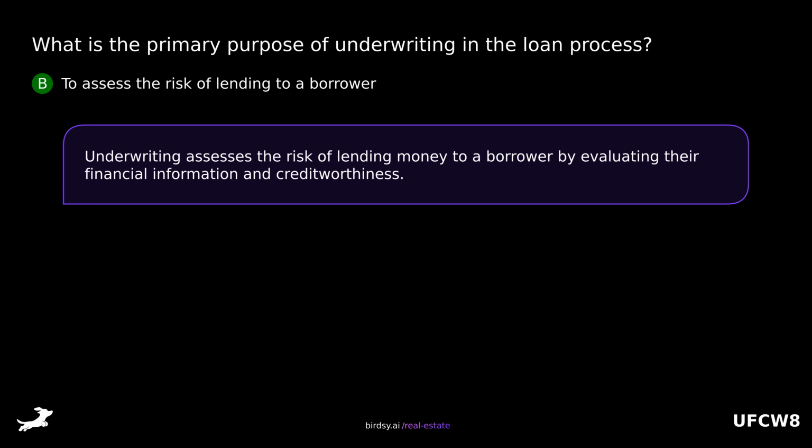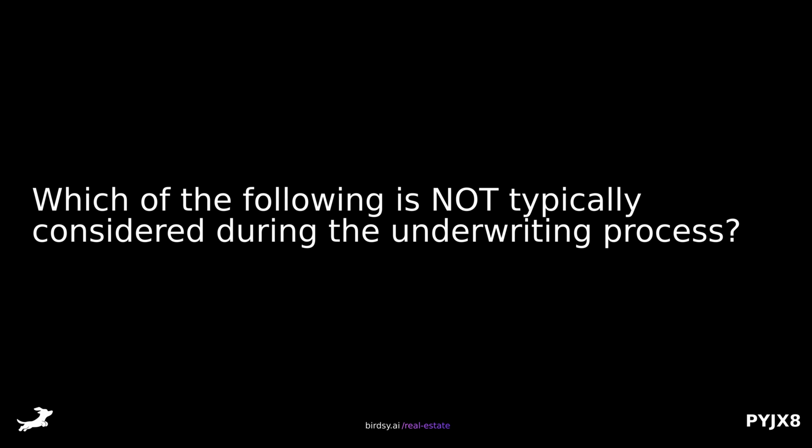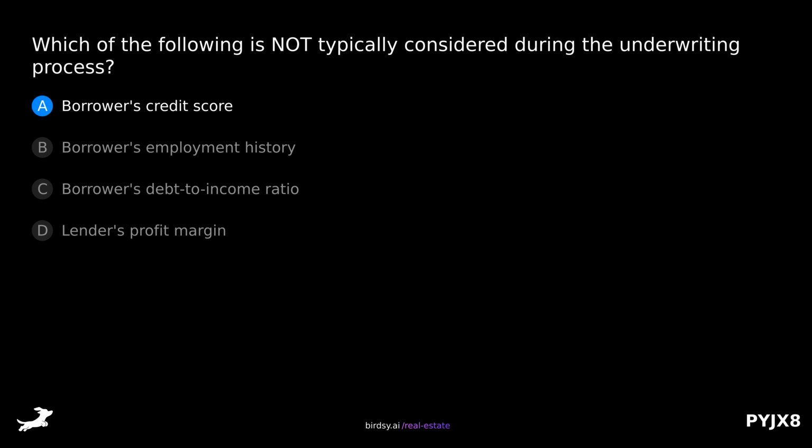Underwriting assesses the risk of lending money to a borrower by evaluating their financial information and creditworthiness. Which of the following is not typically considered during the underwriting process? Is it A, borrower's credit score? B, borrower's employment history? C, borrower's debt-to-income ratio? Or D, lender's profit margin? The answer is D, lender's profit margin.